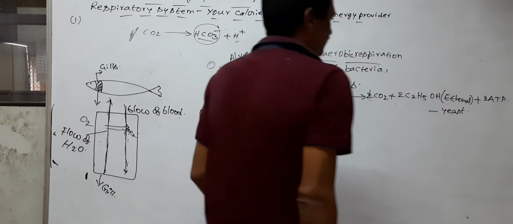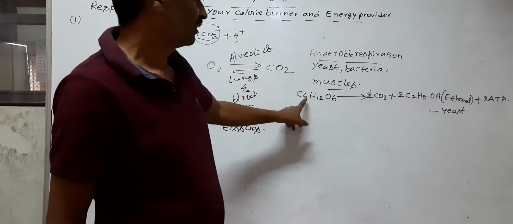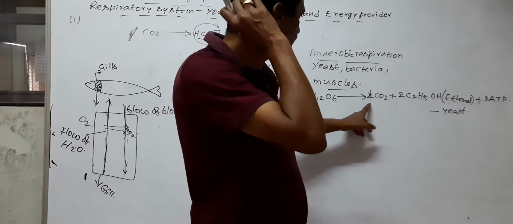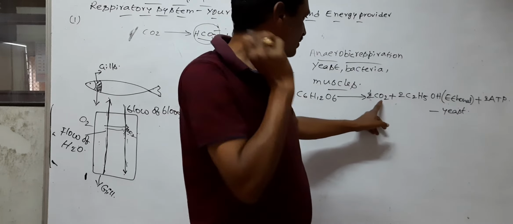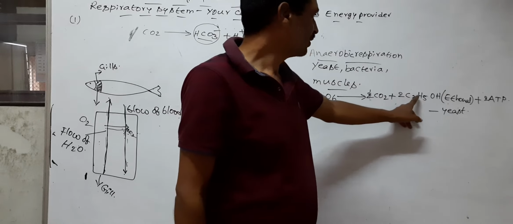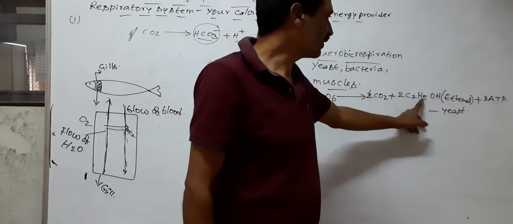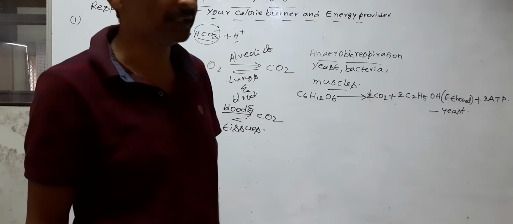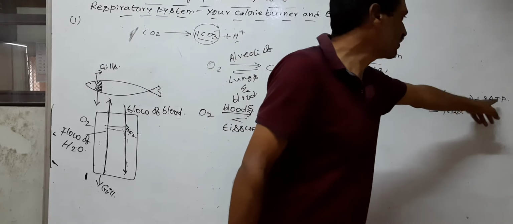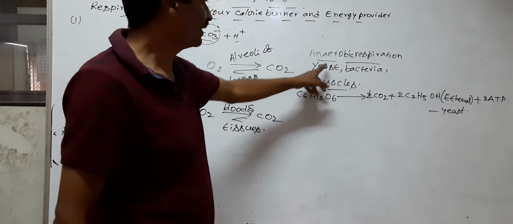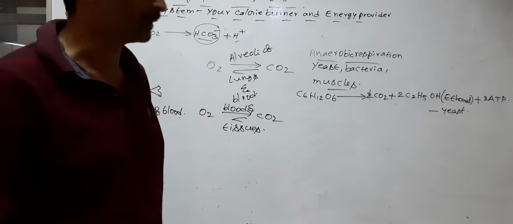This example is yeast. In yeast, one glucose molecule breaks down to form two molecules of CO2 and two of ethanol, C2H5OH, and produces 2 ATPs, adenosine triphosphate. So a low amount of energy is released in anaerobic respiration.